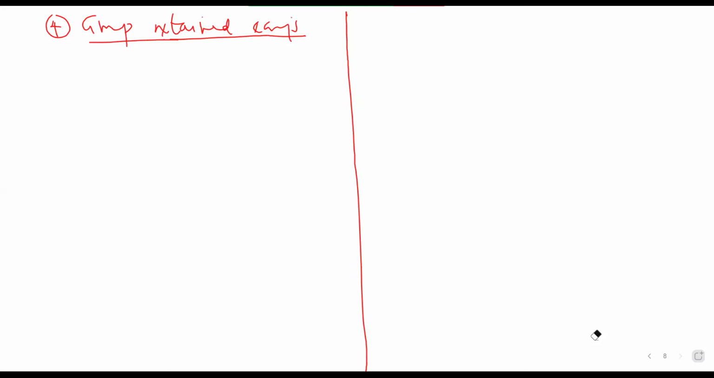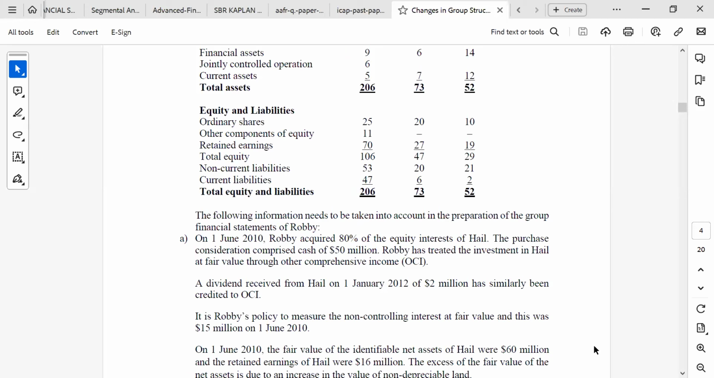Okay. So we can also come to group retained earnings here. So from that question, we can move on to group retained earnings now. So we have the group retained earnings. Let's start with the parent earnings. Let's go and pick the parent earnings from the statement of financial position. What is the earnings for the parent? 70 million. Okay, so we can start with that now.